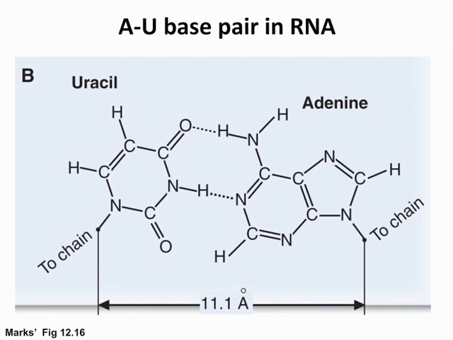Again, if we're talking about RNA, adenine is going to base pair with uracil, not thymine. So adenine only base pairs with thymine in DNA, but everything else is the same.